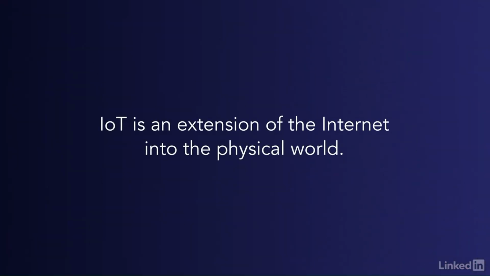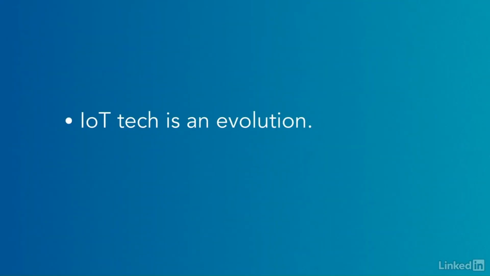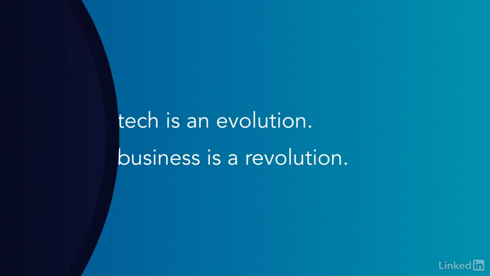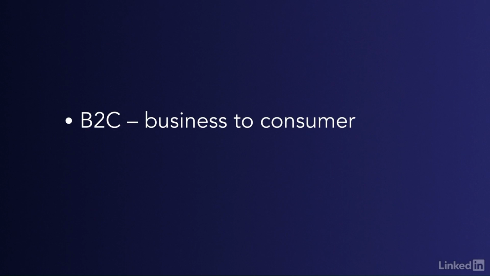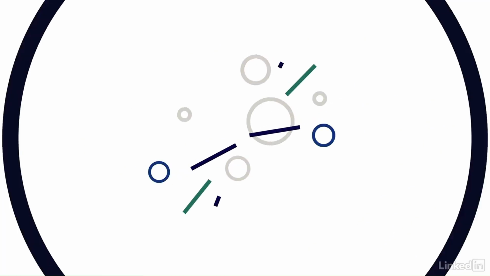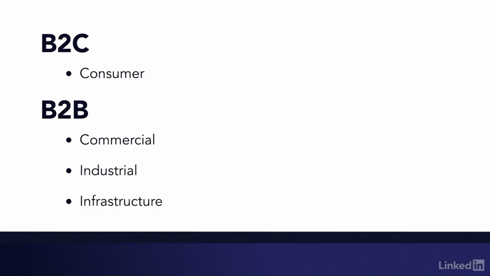The Internet of Things is simply an extension of the current Internet further into our physical world, into things. Although the technology is an evolution, the business is a revolution. So when you hear all the hype, it's real. The Internet of Things is segmented by B2C, or business-to-consumer IoT, and B2B, or business-to-business IoT. B2C IoT is consumer IoT, where B2B IoT is commercial, industrial, and infrastructure IoT.